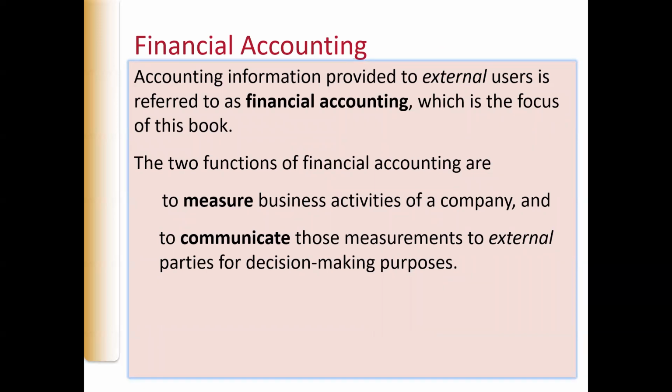So the accounting information that gets provided to the external users, not employees within a company, but people outside of a company, that's called financial accounting, which is what we're talking about in this book. The two functions are to measure business activities and to communicate those measurements to external parties in order for them to make decisions.